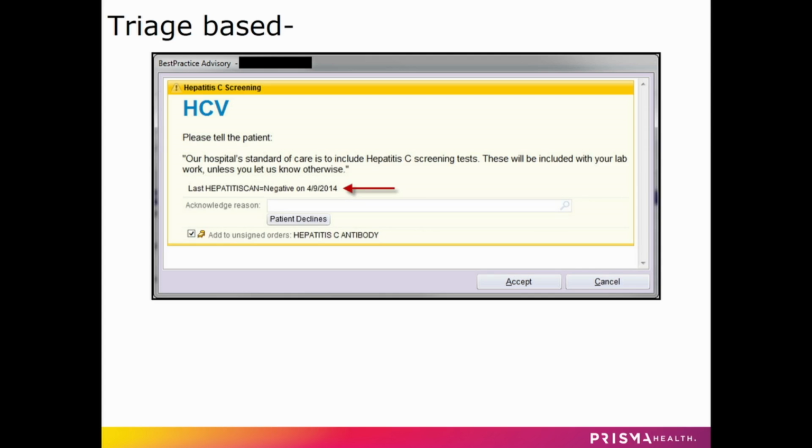Here's the key part and the reason why these are okay to start with: the quieter you can make these BPAs, the better. Because this, in a way, is stigma. We don't ask the patient if they want a creatinine today. And we don't say our hospital standard of care is ordering a CBC that includes these tests.